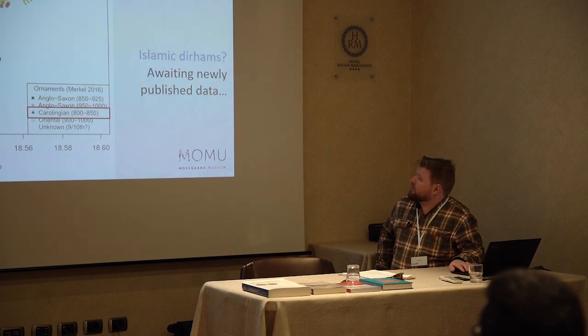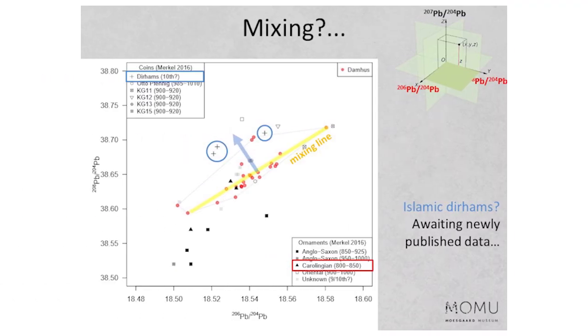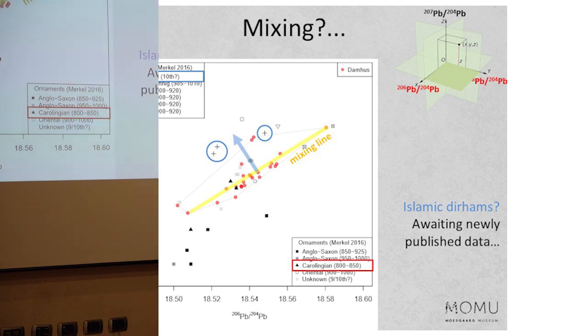And this is another project we're working on at the same time. This is to bring it back to that idea of mixing. If you have local silver from previous coinages being mixed with an influx of silver from elsewhere, like the millions of dirhams that are found on Bornholm, then this might explain why we have some of this clustering without linearity.